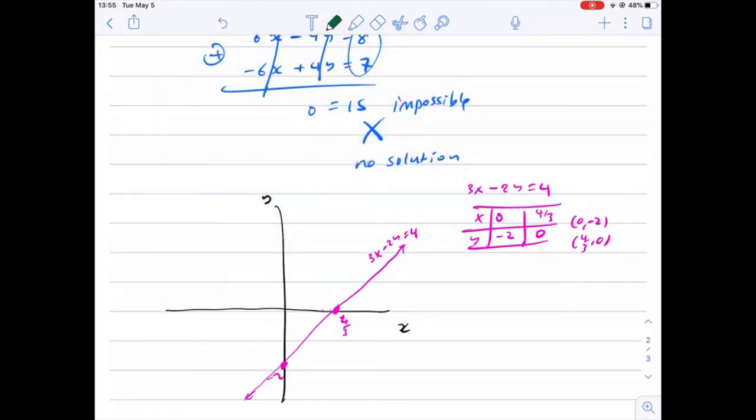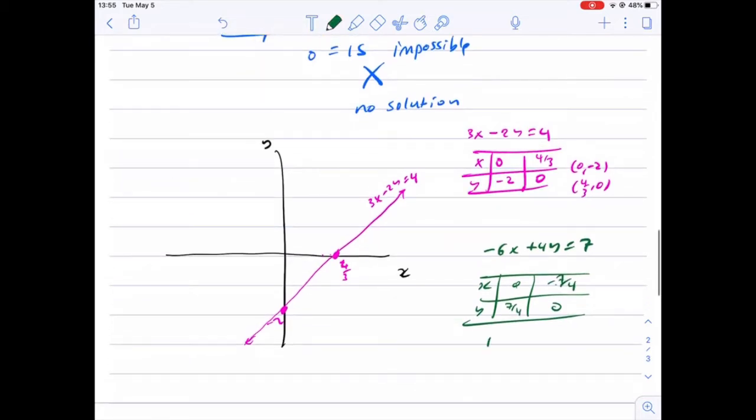Now let's graph the other line. The other equation is negative 6x plus 4y equals 7. We make a table. We have x and y, 0, 0. When x is 0, y equals 7/4. And when y equals 0, x equals negative 7/4. So the 2 points are (0, 7/4) and (-7/4, 0).